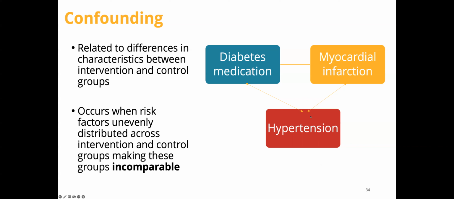But if the prevalence of hypertension is not equal between the intervention and the control group, then confounding can occur because the two groups are not comparable with respect to the prevalence of hypertension. We want the prevalence of hypertension to be the same in the intervention group and the control group if we're looking at the effect of different diabetes medications on myocardial infarction. Hypertension is the confounder, or the patient characteristic that's not balanced between the two groups. And when it's not balanced, this leads to confounding.